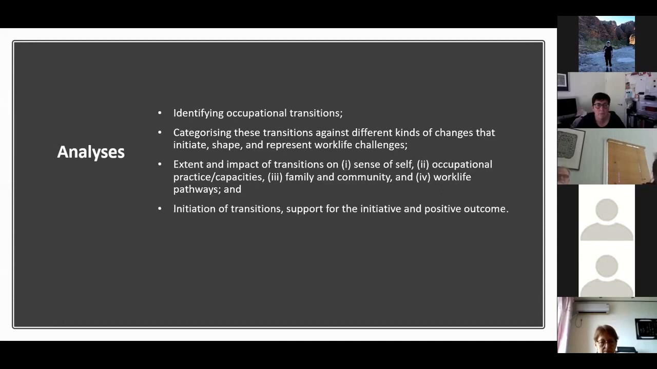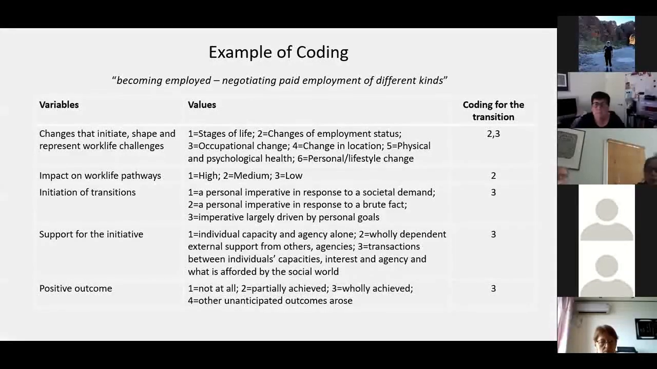We also looked at the initiation of these transitions, what supported the initiative, and what kind of positive outcomes. We use these to categorize the qualitative data to skew frequency and numerical weighting. So this is an example of the coding. From the 30 detailed work-life history interviews, we identified 205 occupational transitions.